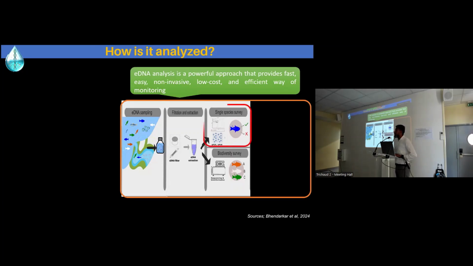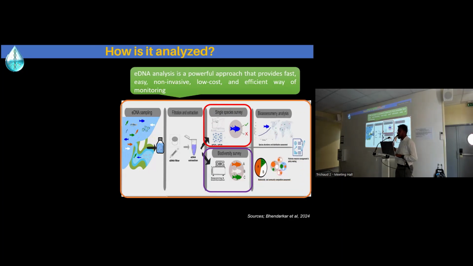In one set, if you want a single species survey, it uses specific markers to identify a single species. This method is mostly used for identifying invasive alien species, and it is mostly applied right now. The second one is a biodiversity survey, where we sequence small DNA fragments and get multiple species simultaneously. It is mostly used in ecology, for the composition and diversity of the available resources. And finally, we get the bioassessment survey.